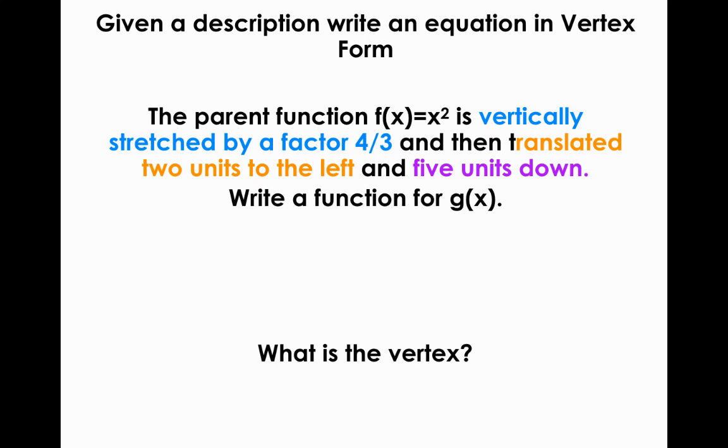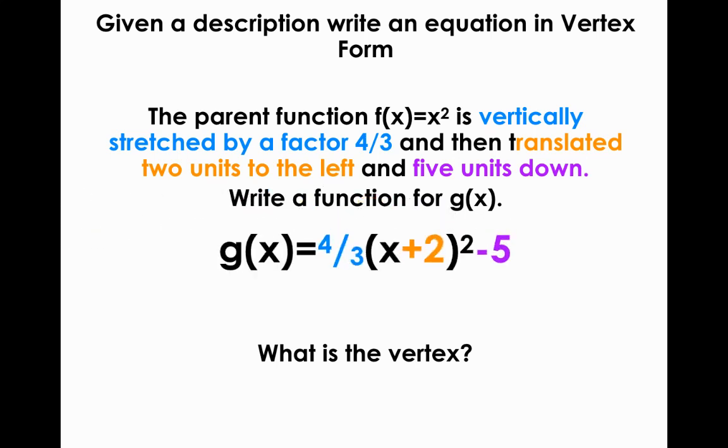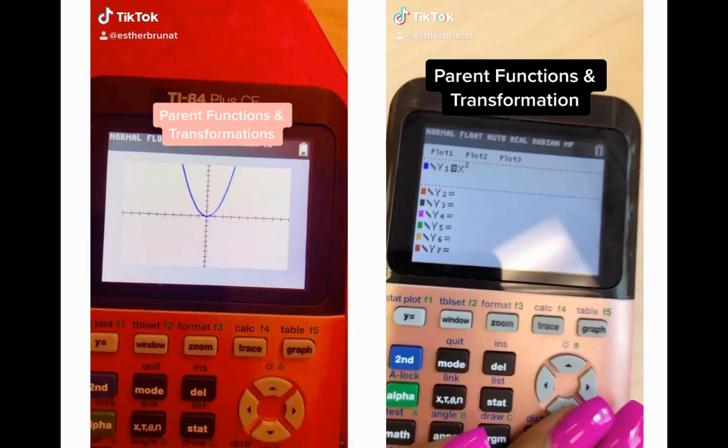Again, if we are stretching by a factor of 4/3, translated 2 units to the left now and 5 units down, well, my a value is going to be 4/3. My h value is going to be -2, and my k value is going to be -5. So when I write that in my equation, it looks like 4/3 times (x plus 2), because I had x minus h, but my h is negative, so a negative and a negative makes positive, squared, minus 5. And my vertex would be (-2, -5).